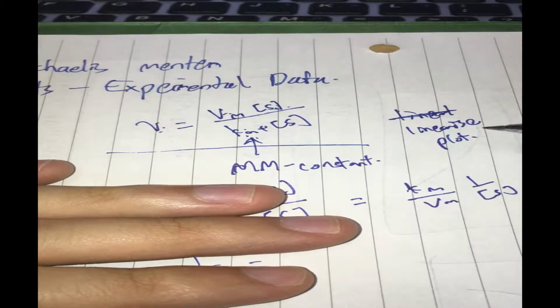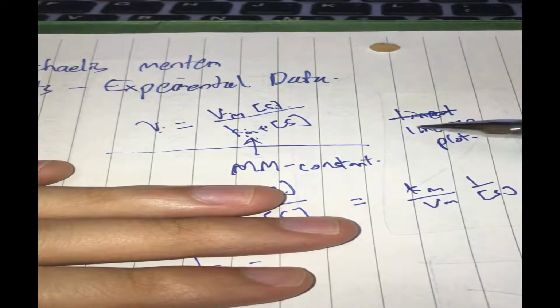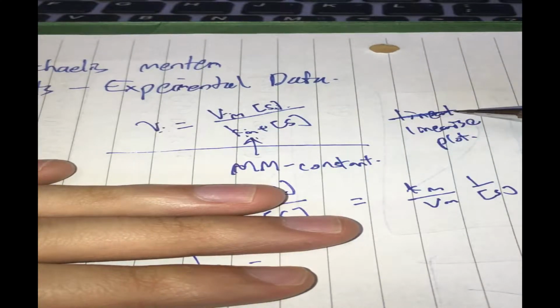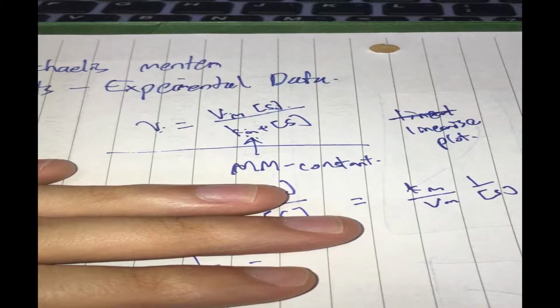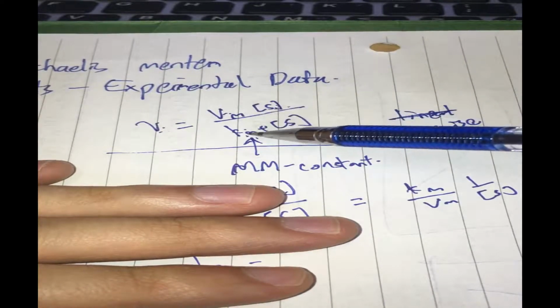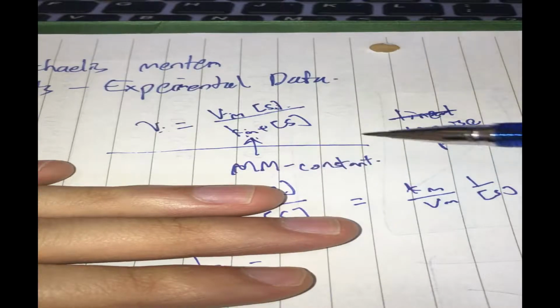So we want to linearize the plot. What can we do? Well, we want to explore some of the ways in this video so that we can determine Vm and Km, which is the Michaelis-Menten constant.